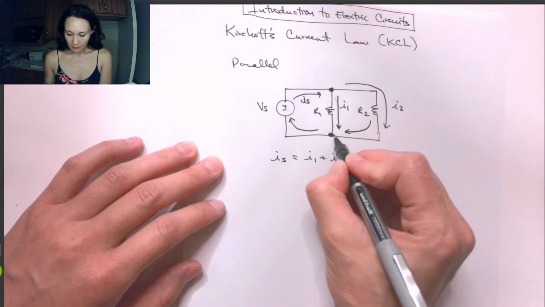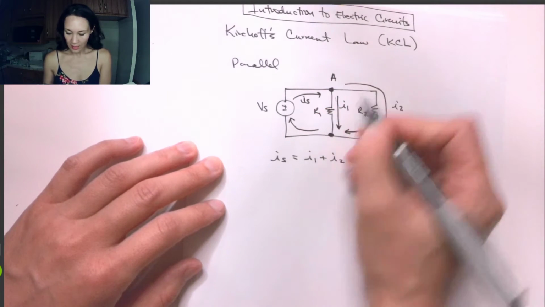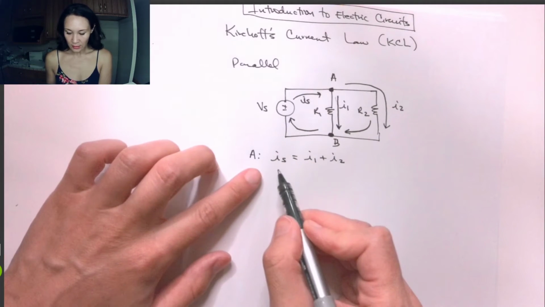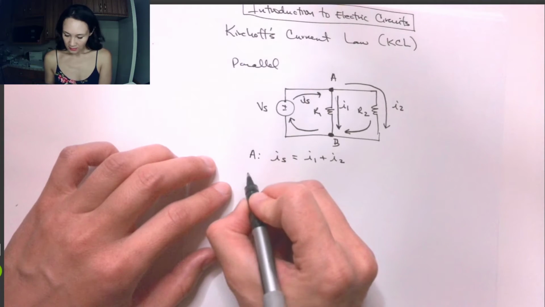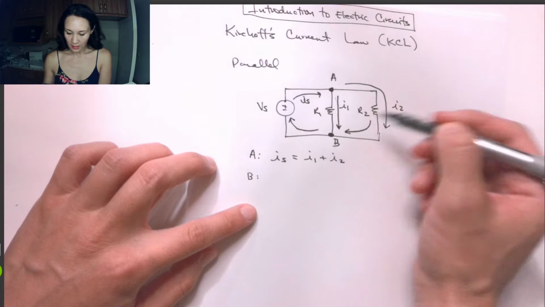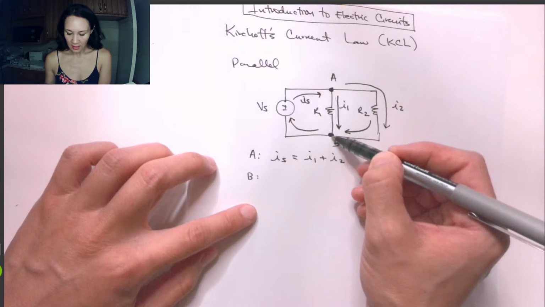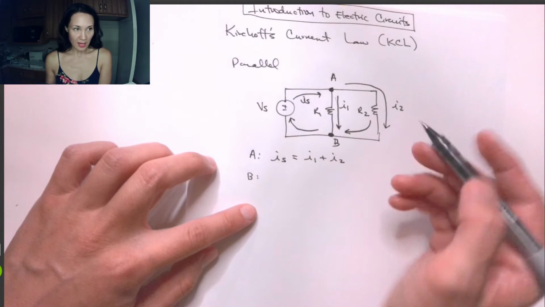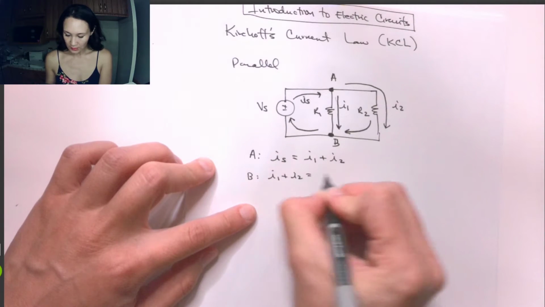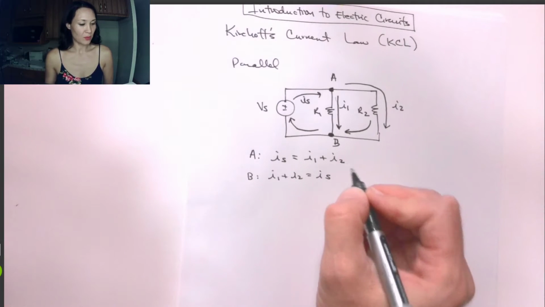Down here at this bottom node, if I label this node A and this node B, then here's the situation at node A. The situation at node B is we have I1 coming in, I2 coming in, and then out comes Is again. So this is just I1 plus I2 is equal to Is.